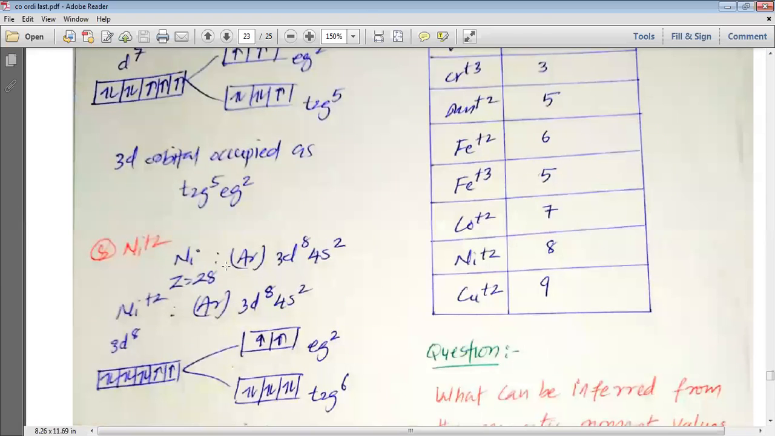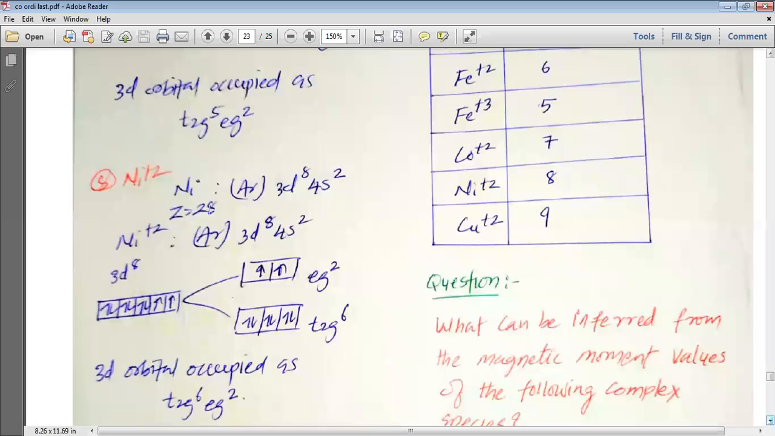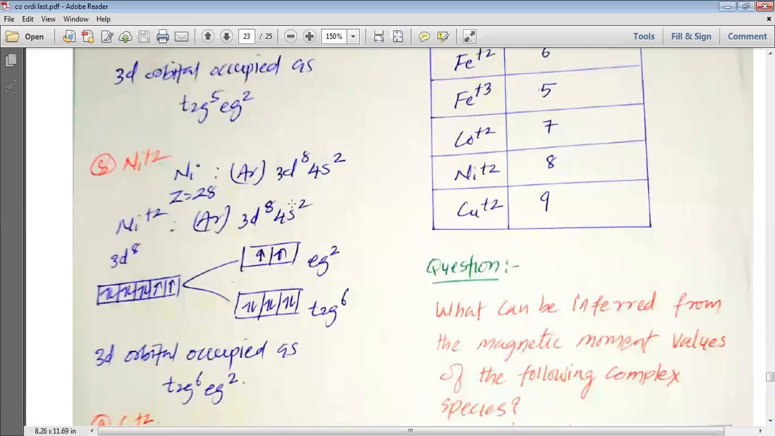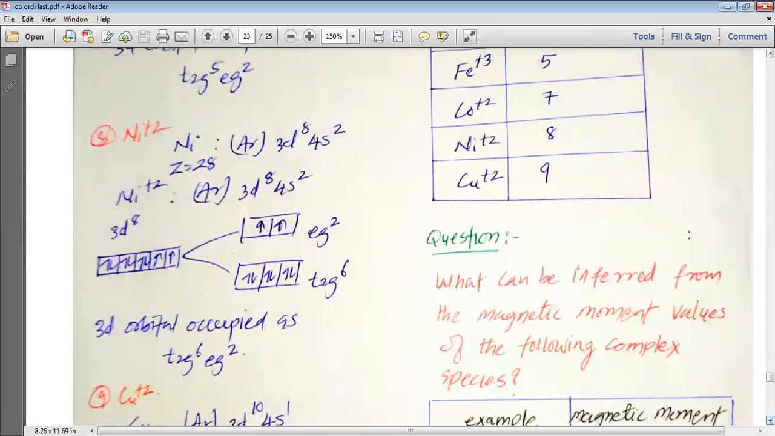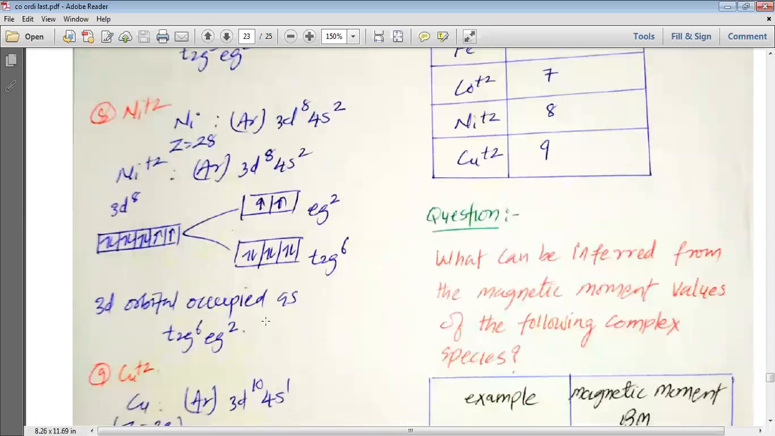Now we look at Ni plus 2. Nickel Z is equal to 28, argon 3d8 4s2. We know that when nickel turns into Ni plus 2, it is argon 3d8 4s0. I made a mistake earlier, please don't make the same mistake. It is argon 3d8 4s0. So in 3d we have 8 electrons. These 8 electrons are distributed as 6 electrons in t2g and 2 electrons in eg. So all the electrons in t2g are paired, but in eg we have 2 unpaired electrons. So the 3d orbital occupancy is t2g6 and eg2.